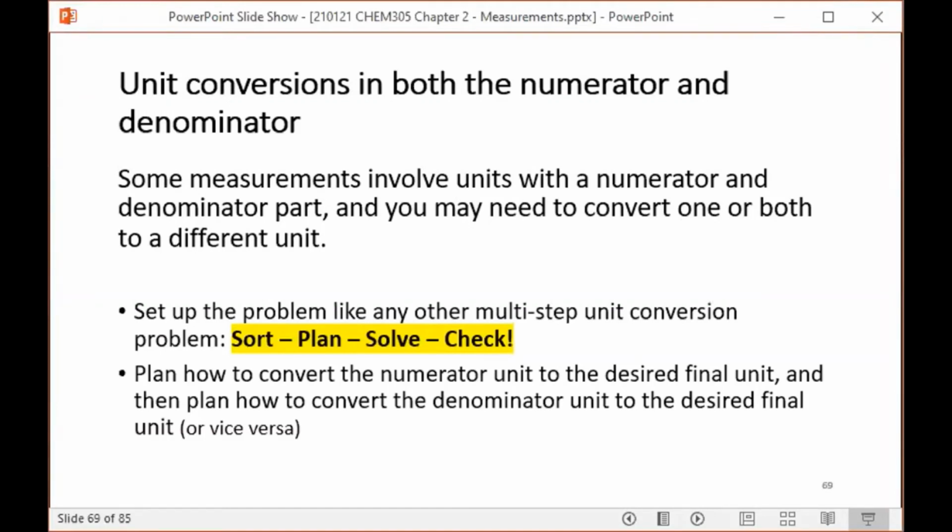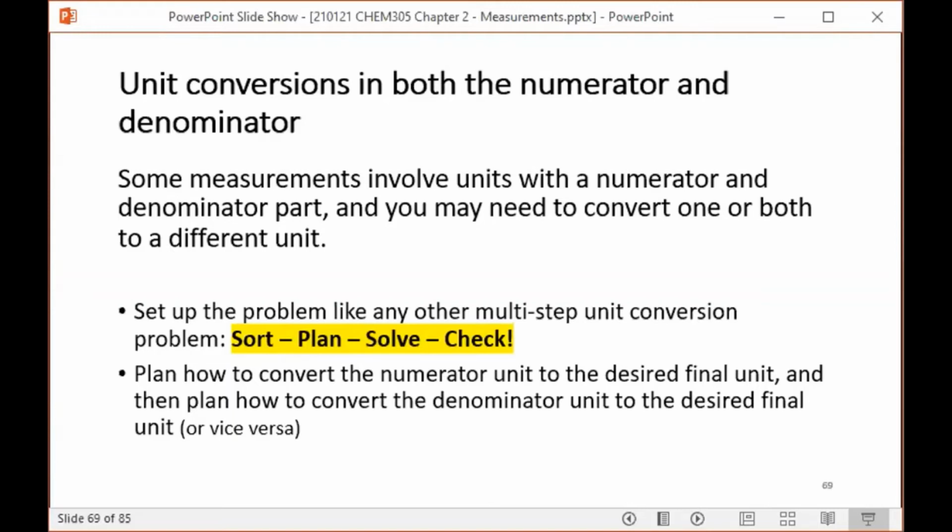Okay, so next we're going to talk about how to do unit conversions when you have units that have to be converted in both the numerator and the denominator. Some measurements are going to involve units with a numerator and a denominator part, and so you might need to convert one of those units or sometimes even both of those units. So you'll set up this problem like any other unit conversion problem.